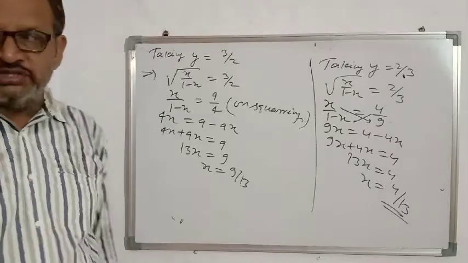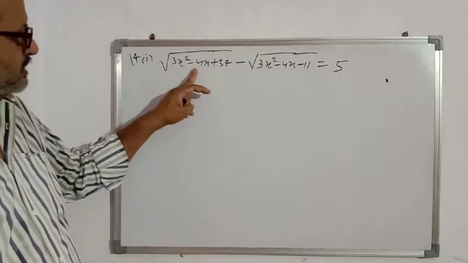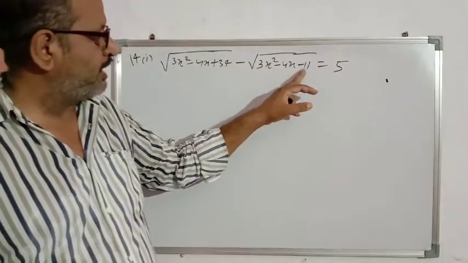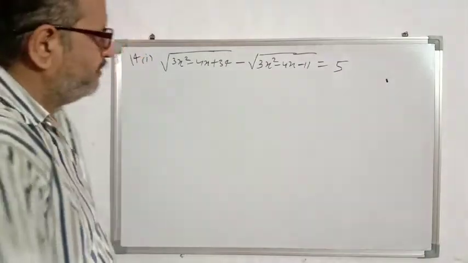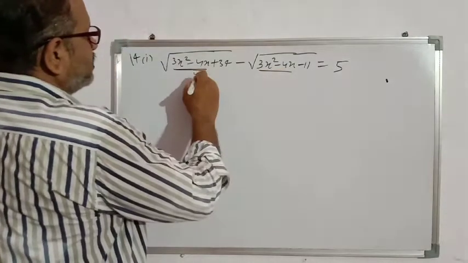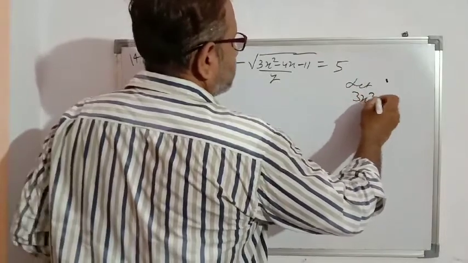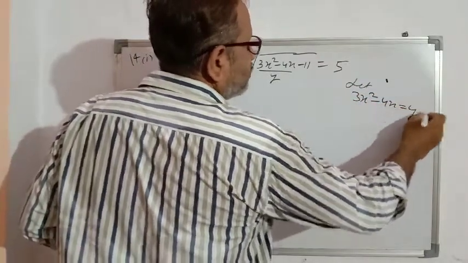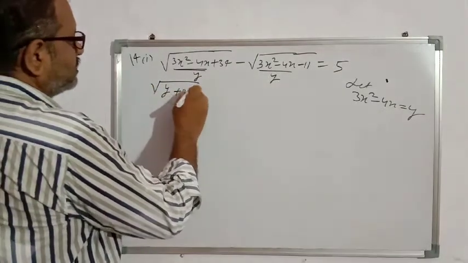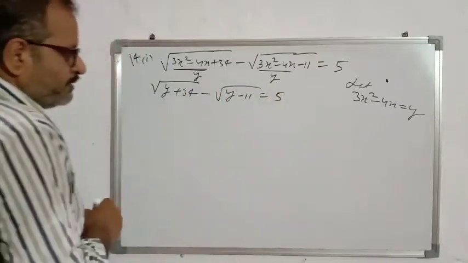We will see some more questions. See question number 14 first. Root 3x square minus 4x plus 34 minus under root 3x square minus 4x minus 11 is equal to 5. 3x square minus 4x is present in both. We will suppose it is equal to y. Let 3x square minus 4x be y. So we will write here root y plus 34 minus root y minus 11 is equal to 5.